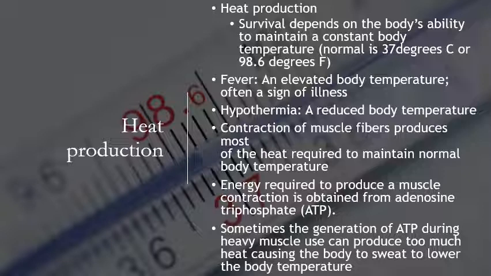Energy required to produce a muscle contraction is obtained from ATP, which is your adenosine triphosphate. Sometimes the generation of ATP during heavy muscle use can produce too much heat, causing the body to sweat and to lower the body temperature.